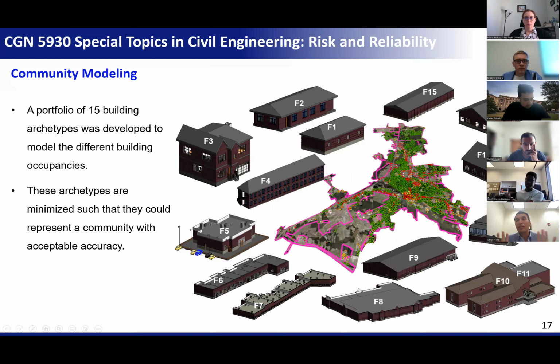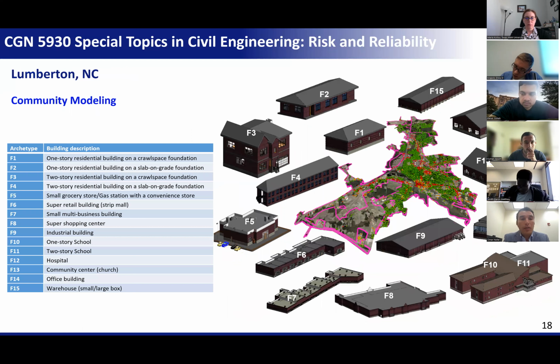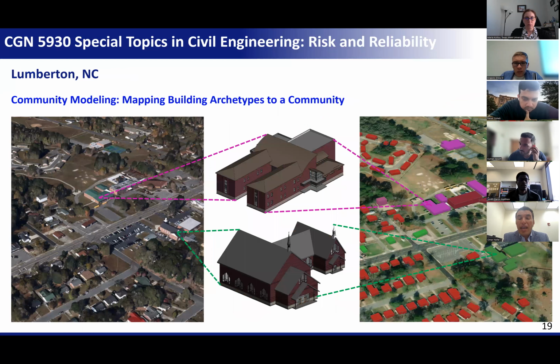Warehouses. So we have these 15 building archetypes to represent most of these building typologies. Here are the names of these archetypes, from F1 to F15, along with a detailed description of each one of these archetypes. And after we develop these archetypes, the next step is that we need to identify, based on each building's information, what is the building archetype for each real building.